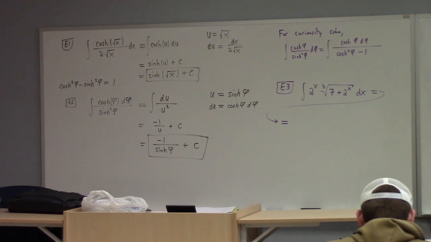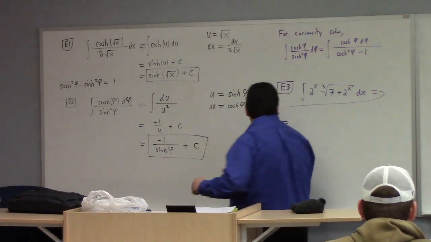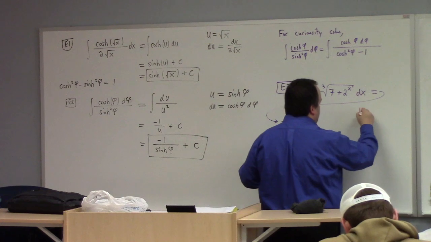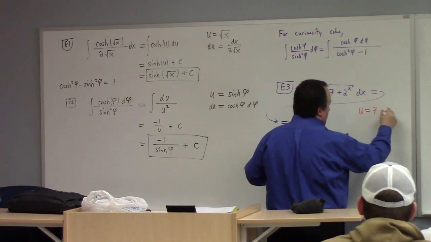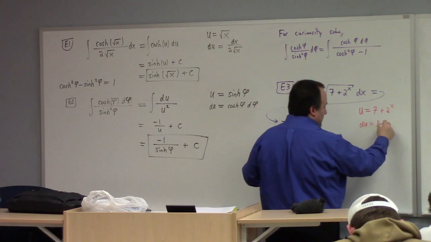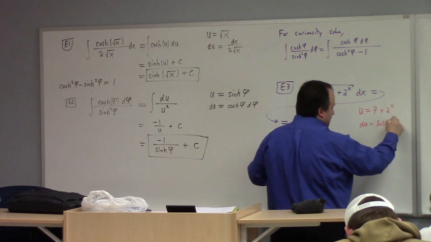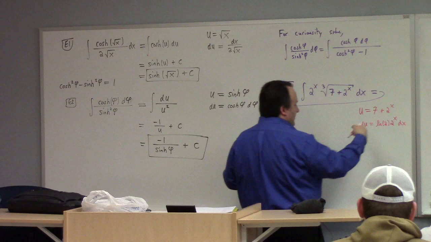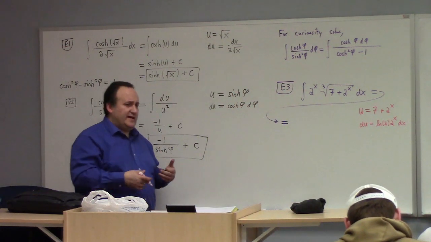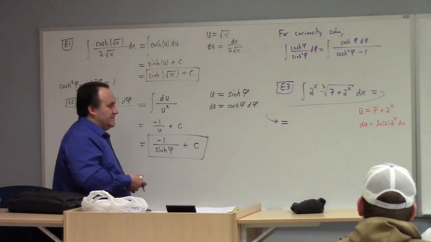You say let u equal 7 plus 2 to the x? I like it. I think that's going to do it. Du will then be natural log of 2 times 2 to the x dx, right? The derivative of 2 to the x is natural log of 2 times 2 to the x.